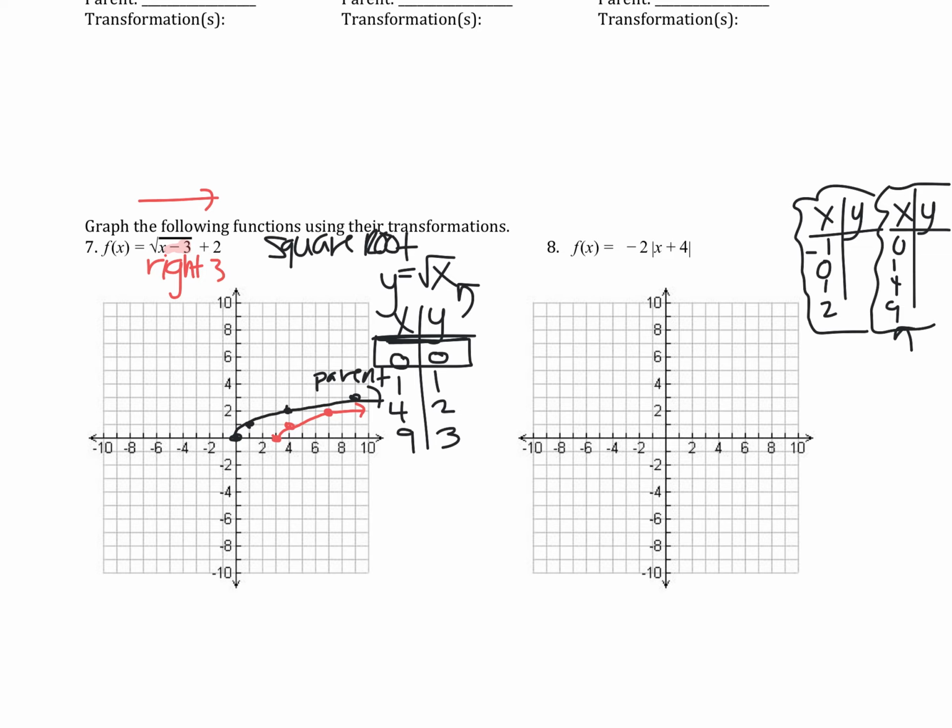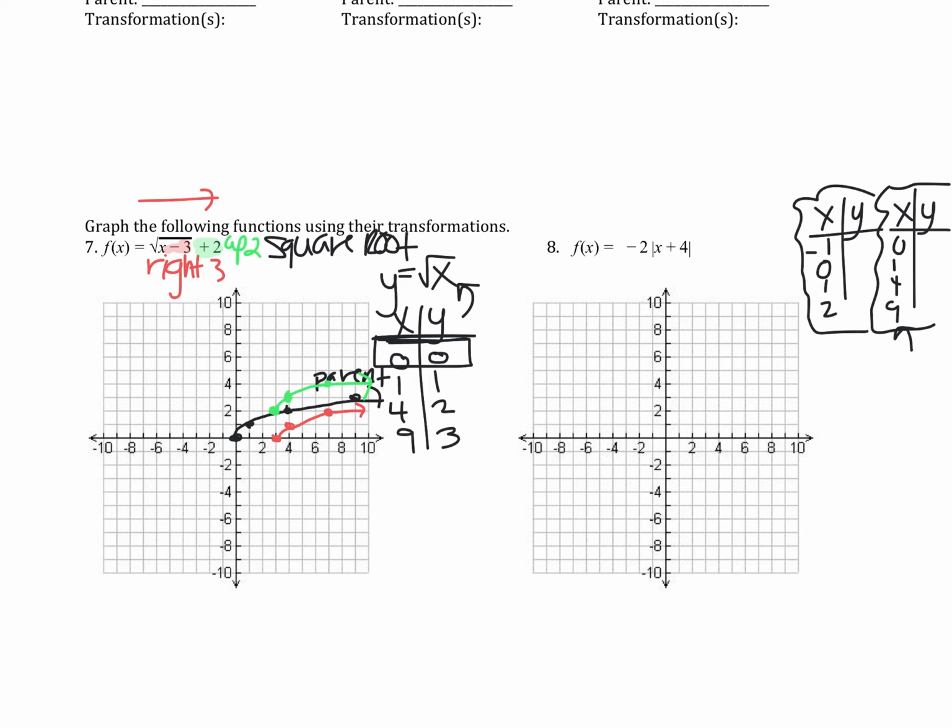Then if we keep going across, I now look at the end has +2. So remember, this is going to move our graph up 2 units. So I moved it right, and I'm going to go up 2. Move each point up 2 units. And now here is my graph.